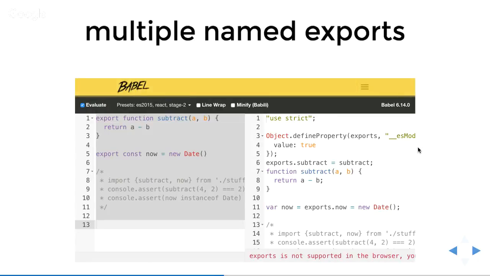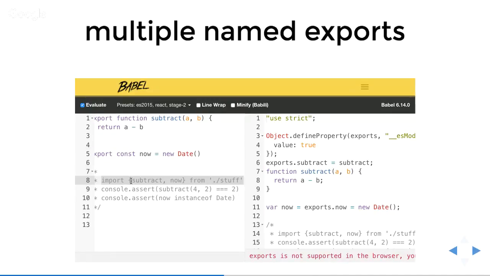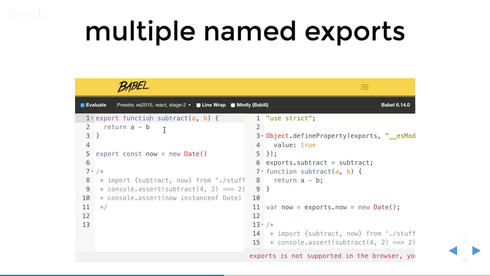So then you can do more than one in a single file. So here we have a subtract function, and we have a now equals new Date, which is preventing JavaScript from being purely functional. So we tack on this export in front of both of those, and now those are each named exports that you can pull out. You can pull out one or both of them when you're using other modules.